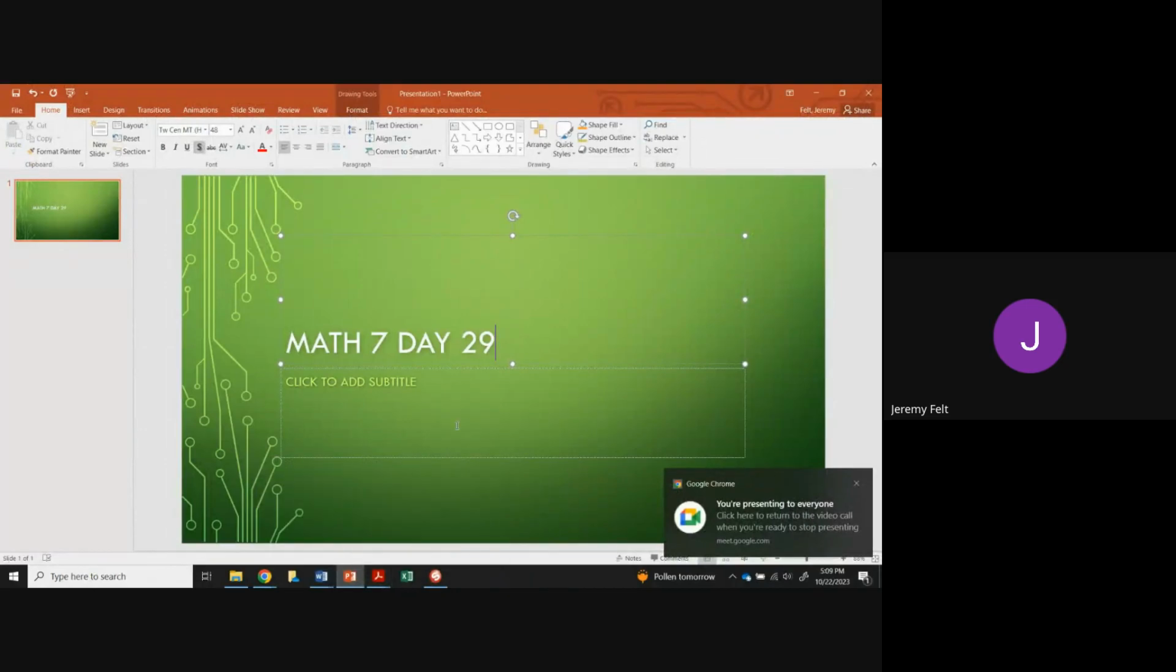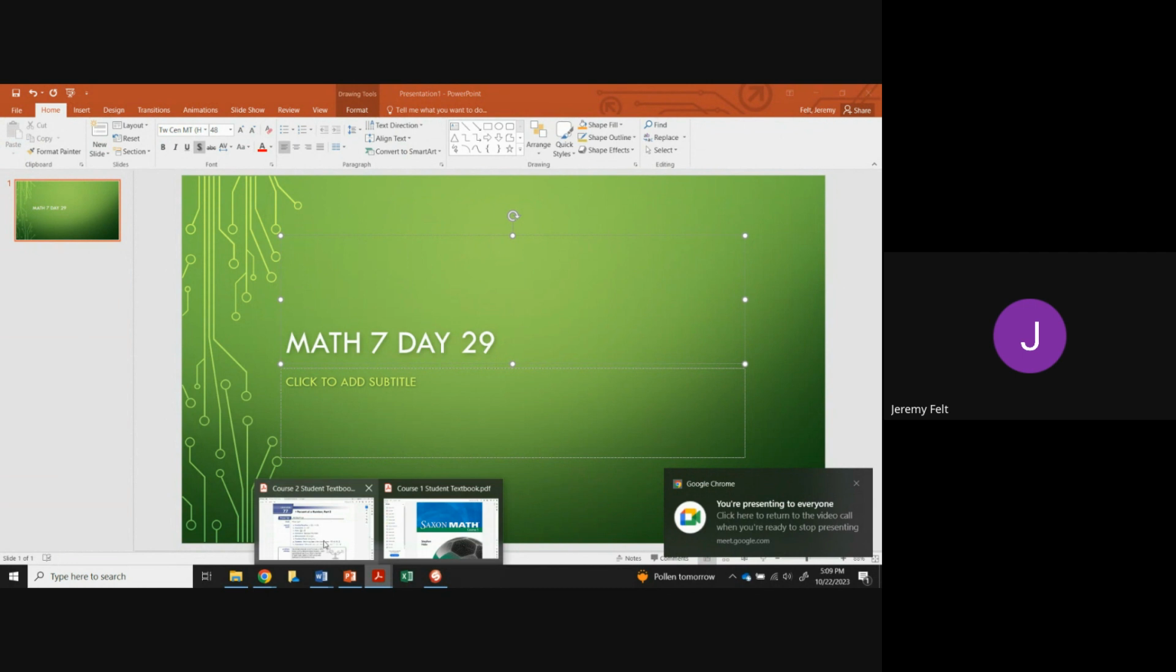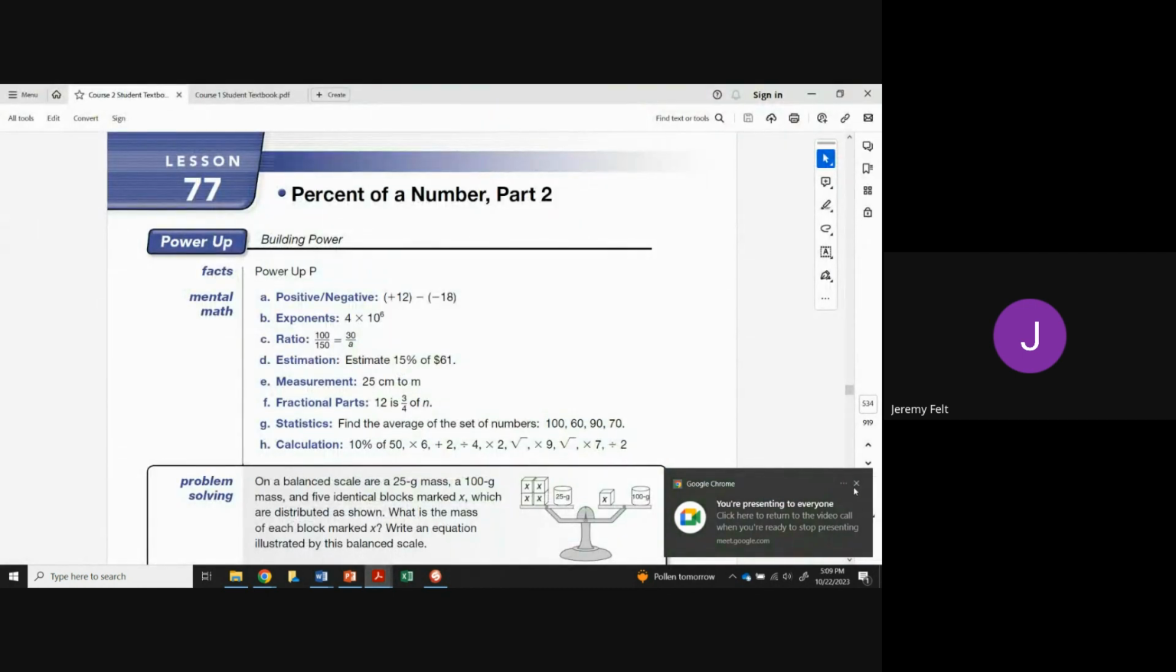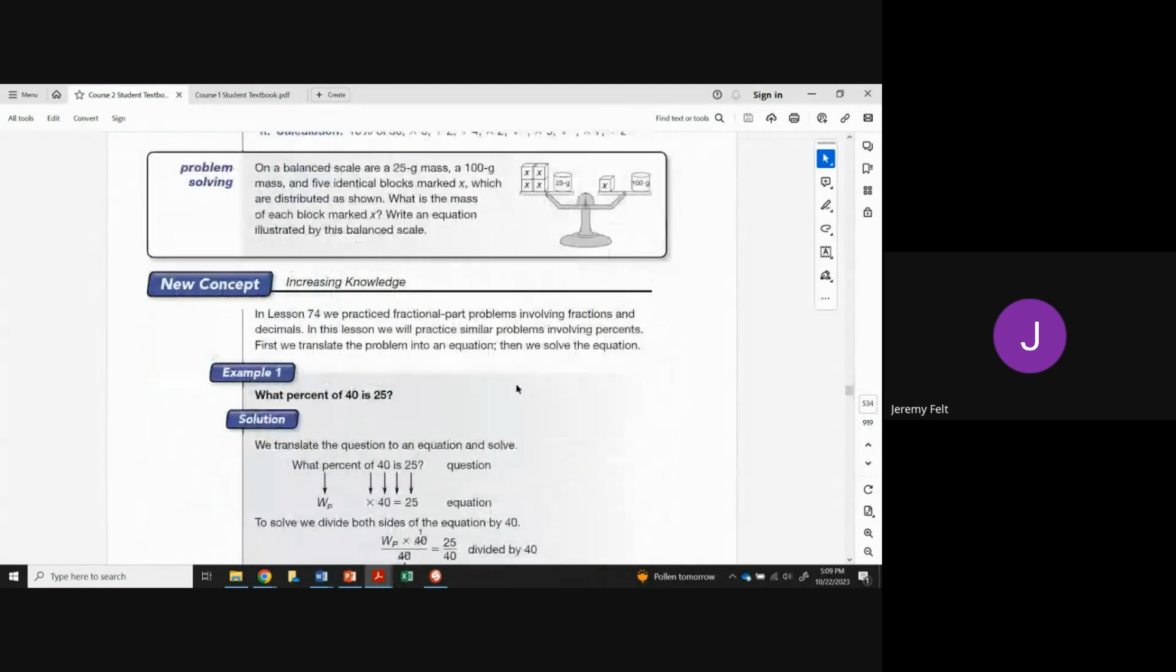Hi guys, today is day 29 and we are looking at lesson 77. So, percent of a number, part 2.